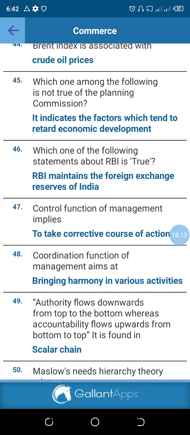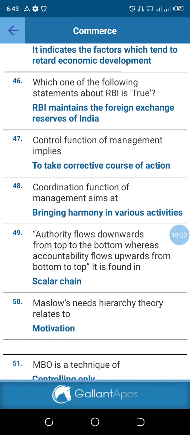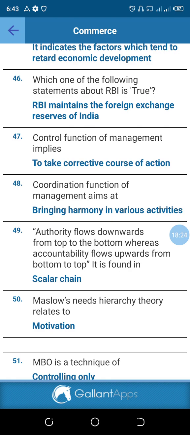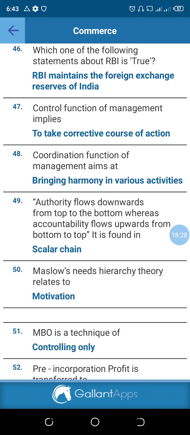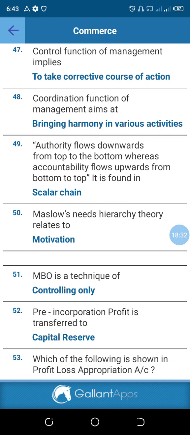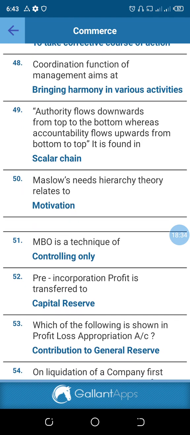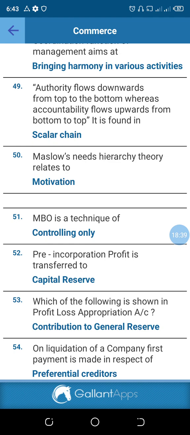Which one among the following is not true of the Planning Commission? It indicates the factors which tend to retard economic development. Which of the following statements about the RBI is true? The RBI holds the foreign exchange reserves of India. The control function of management implies taking corrective action. The coordination function of management aims at bringing harmony in various activities.